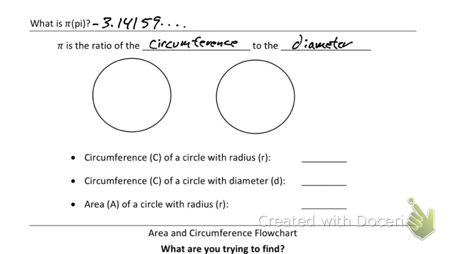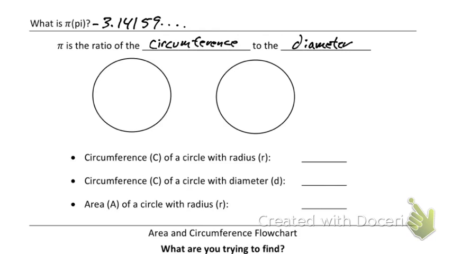Yes? Can you do any two numbers, or do they have to make sense? They have to make sense. It has to be a real circle that has a circumference and a diameter. So you can't say a circle has a circumference of 2 and a diameter of 100. That's not going to work because that's not a real circle. So it has to be a real circle.